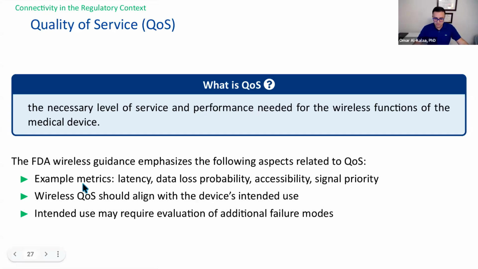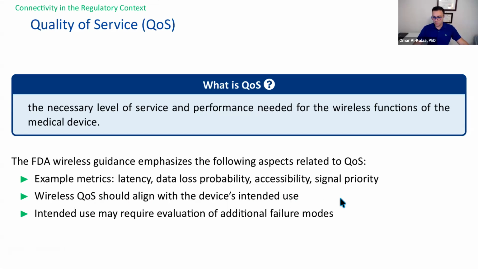The guidance talks about specific metrics, because quality of service should be quantitative. It's not enough to say, hey, I want good quality of service. You should say how exactly you want it to be. It should be described in terms of latency, the probability of data loss, throughput, and accessibility: how often do you want your link to be up, and how well does your device tolerate the lack of availability of the network link. The QoS specification should align with your device's intended use.